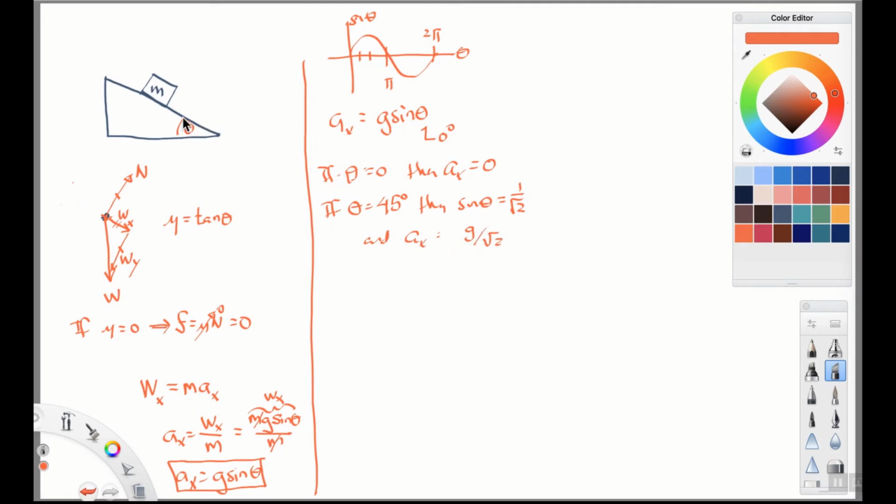And finally, as theta goes up to 90 degrees, what happens then? Well, 90 degrees would be right here. Sine of theta is 1, and the acceleration in the x direction would just be g, which makes sense. That would be the object falling straight down, because it would be a vertical ramp. So all this makes sense with our intuition about what should happen to the acceleration of the block as we increase the angle theta.